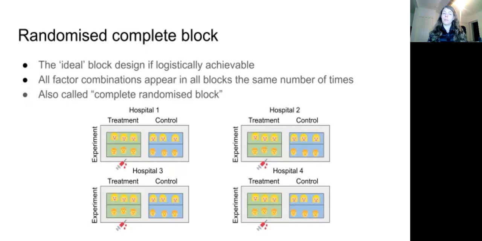So the first type of block design we're going to consider is a randomized complete block design. As far as simplicity and the ease of analysis goes, this is the ideal block design if it can be achieved with your experimental setup. In a randomized complete block design, all factor combinations appear in all blocks the same number of times. Hence, it's a complete design. And this allows us to have equal precision between all possible contrasts to be made. The multi-site COVID-19 vaccination trial we considered is an example of a randomized complete block design if all of the individual volunteers, for example, had been randomized to different hospitals.